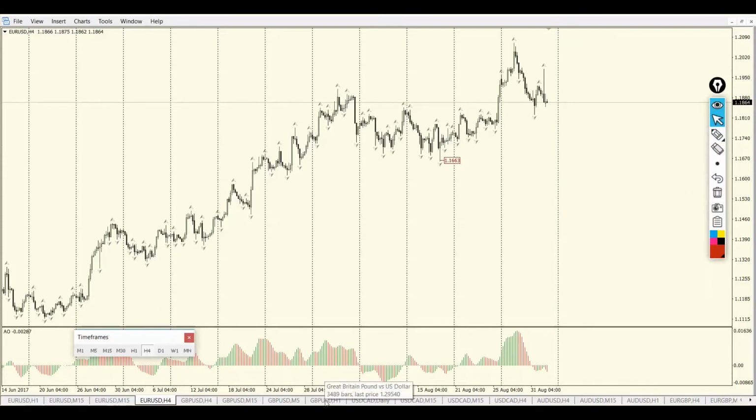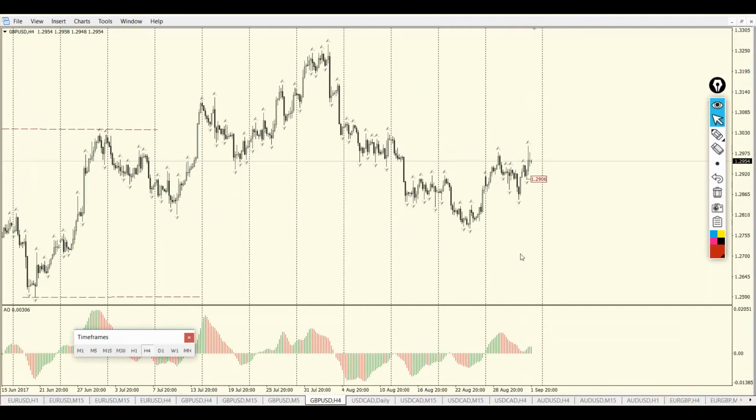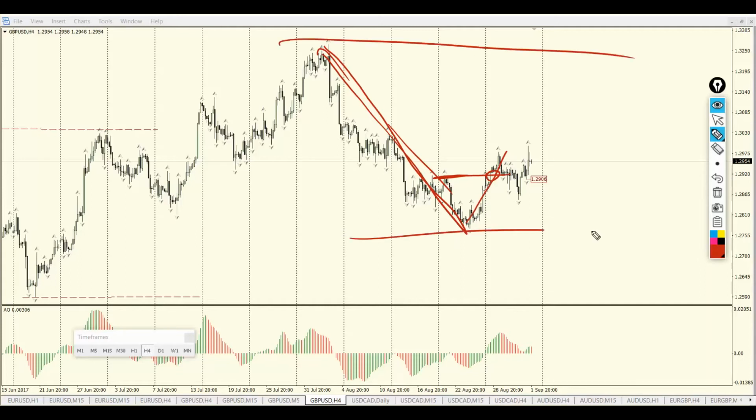Next pair is British Pound. And again, if you watched my last review, I mentioned this pivot here, and I said that as long as this pivot is not broken, the impulse down for this pair is still developing. So as you can see, the impulse is broken, and now we have a flat phase of D1 level.